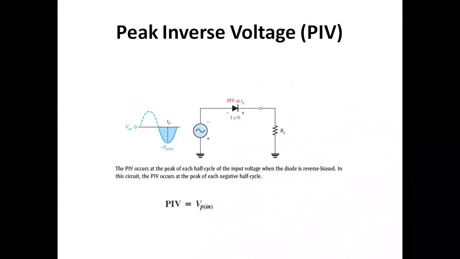Okay, so that is peak inverse voltage, and we have seen it is the maximum reverse voltage that a diode is operating with. In case of AC voltage, it is the peak reverse voltage that a diode is operating with.